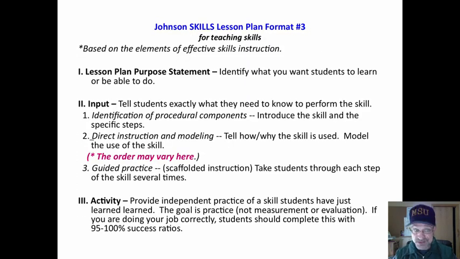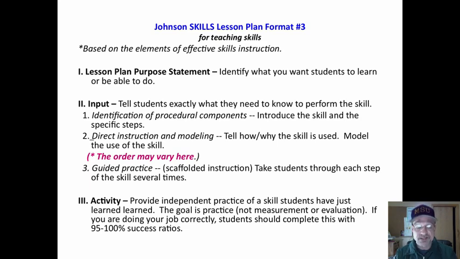The skills lesson plan calls for certain other things. Purpose statement, again, the input, where we tell students exactly what they need to know to perform this skill. We identify the steps or the procedural components. Boys and girls, this is long division. Here are the steps. We give them direct instruction, and we model. We tell them how it's used, why it's used. We let them see us do the skill.